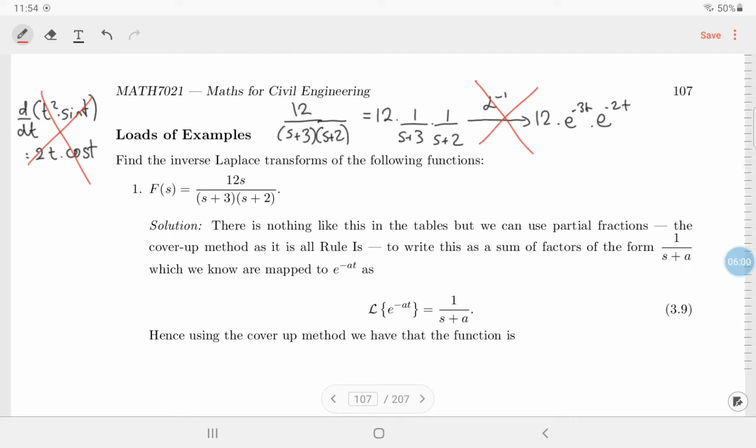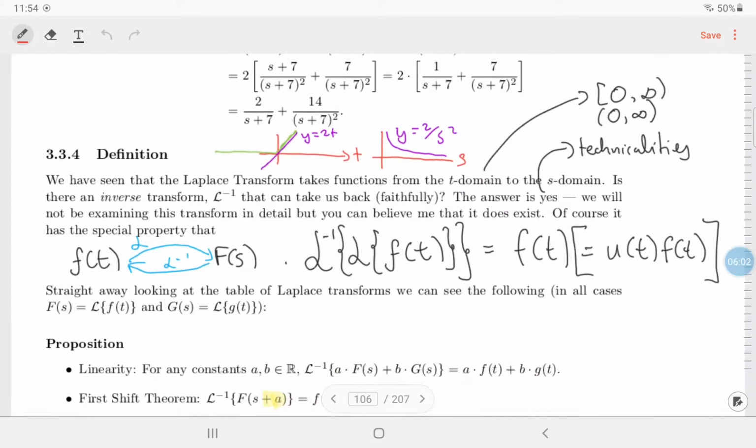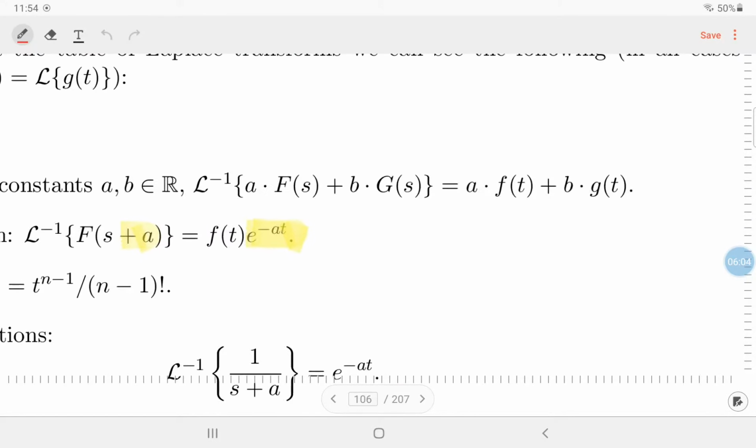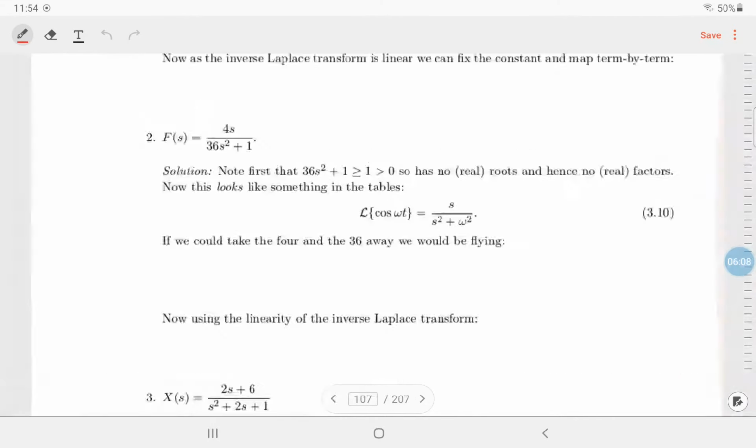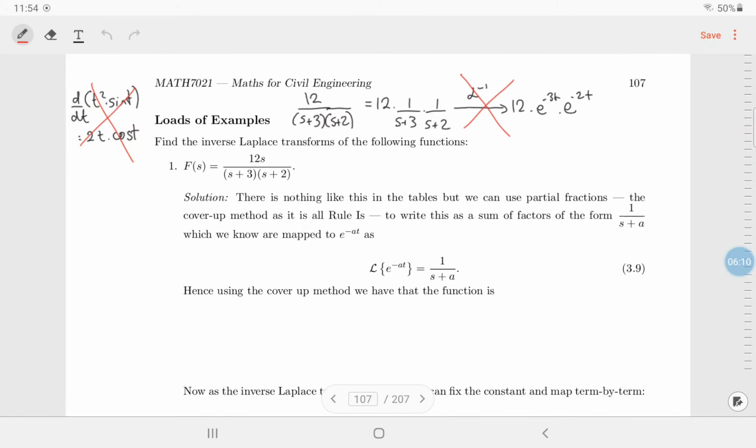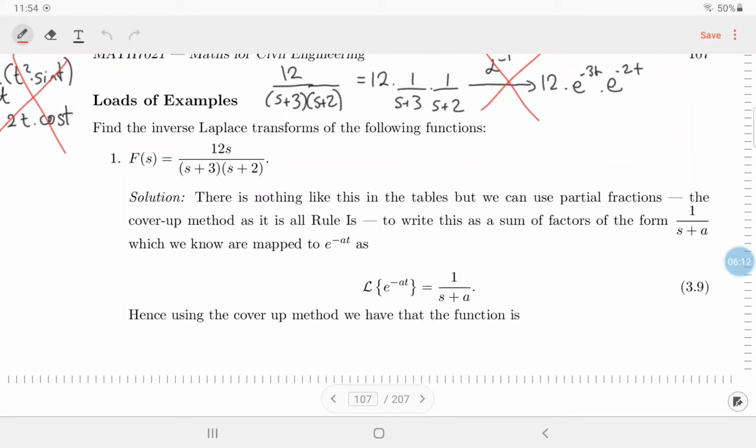Now, what about that term by term? Well, that's linear. That's if the things you're putting in are a sum. If it's a sum, it's no problem, but if they're multiplied together, no good. So this doesn't work. So while you might see the 1 over s plus 3 in the table and the 1 over s plus 2, they're multiplied together. It's no good. You can't do anything with it. You're only good with sums.